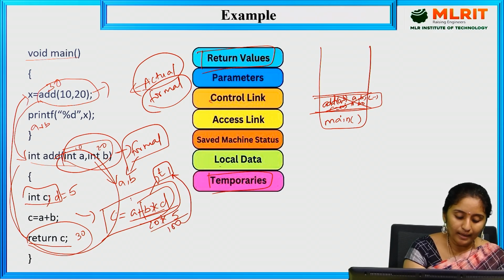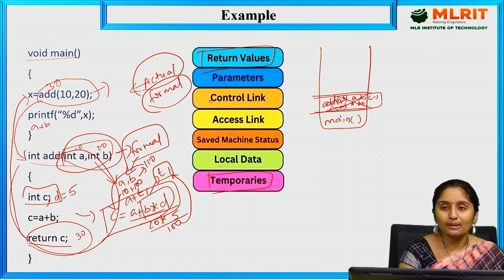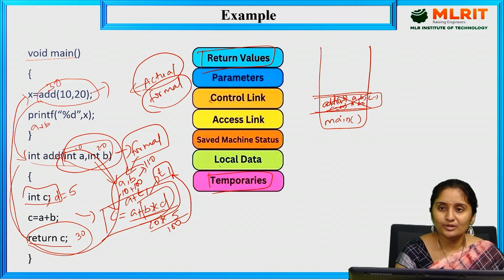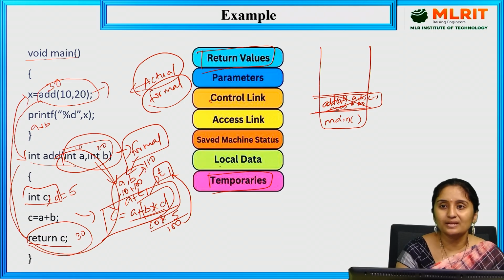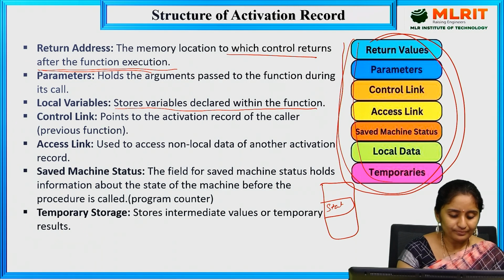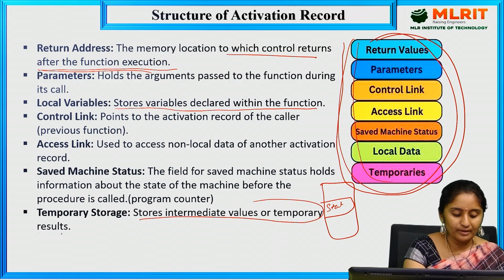Now A plus T1: A is 10, so 10 plus 100 will be calculated, and it gives 110 as the value of C. So these are the temporary variables. Based on the expression, we are going to create temporary variables like T1, T2, and so on. The temporary variables store intermediate values or temporary results.